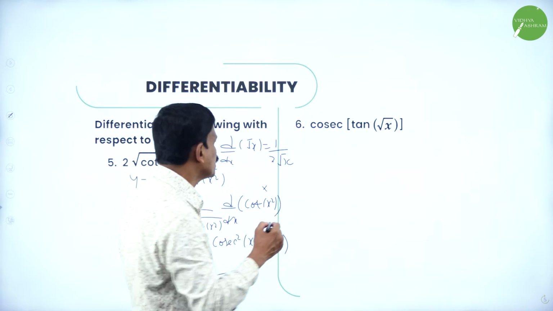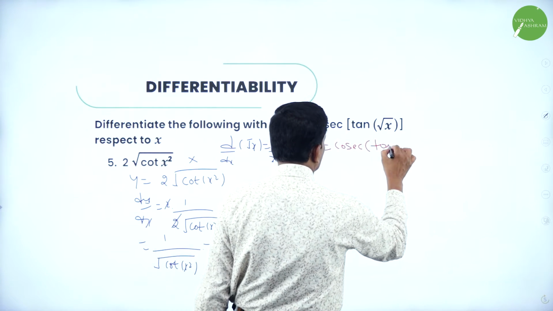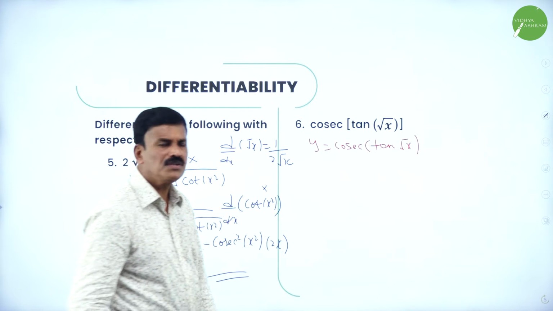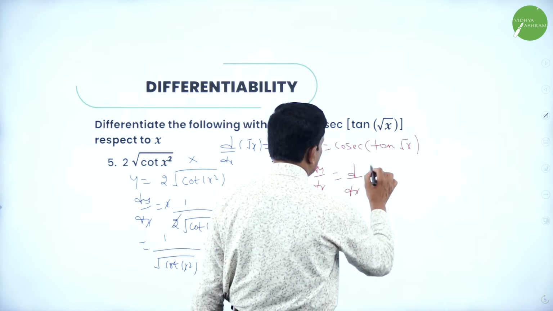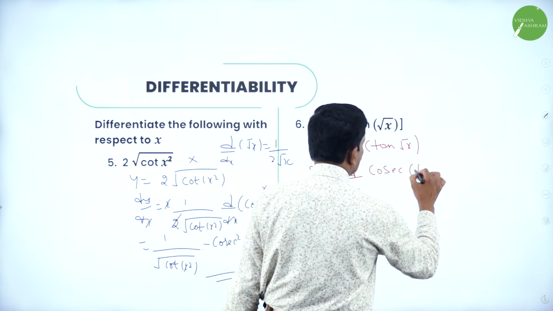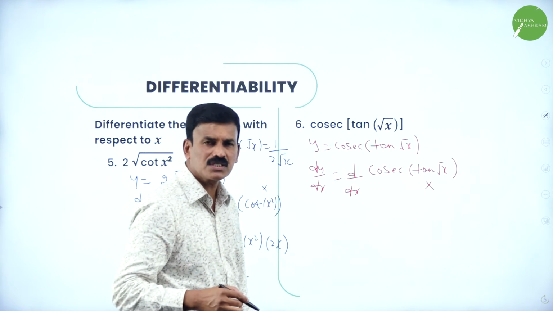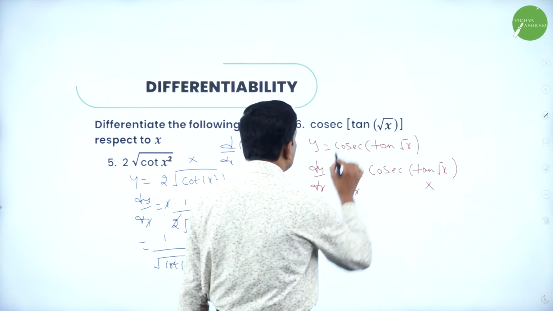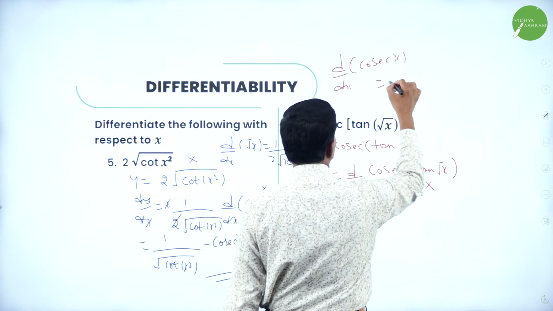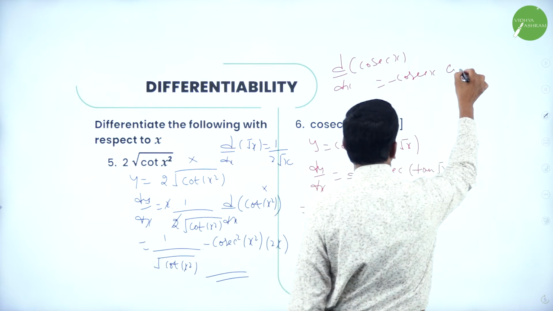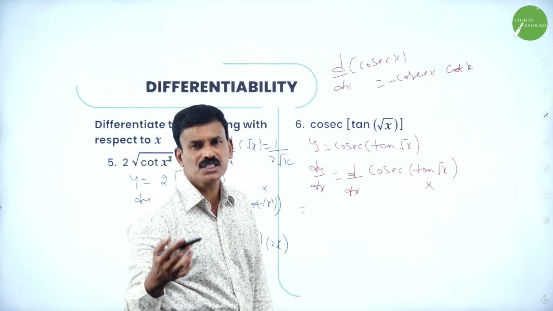Cosecant of tan root x. Let us consider this as y. Y is equal to cosecant of tan root x. Now, differentiating with respect to x, dy by dx is equal to d by dx of cosecant of tan root x. Let us call it as x. What is x? Tan root x. Now, differentiation of cosecant: d by dx of cosecant x is equal to minus cosecant x into cot x.